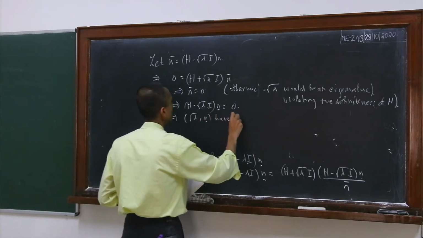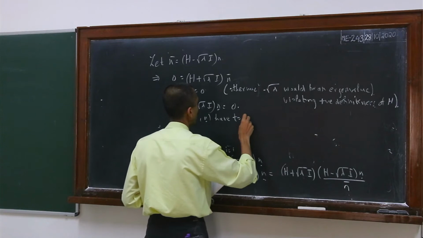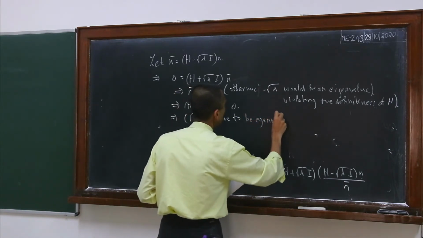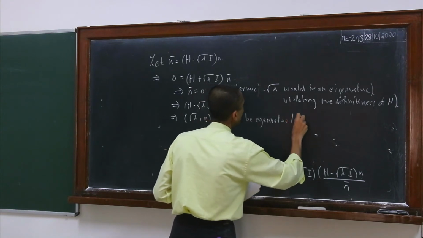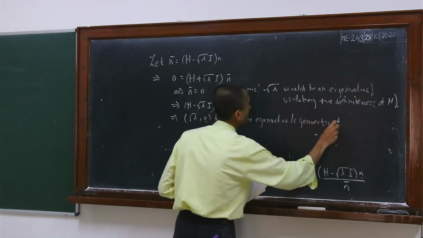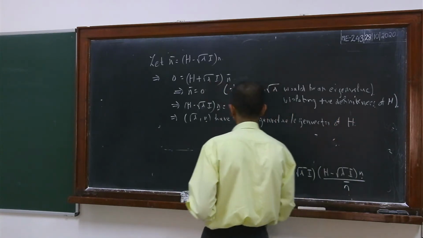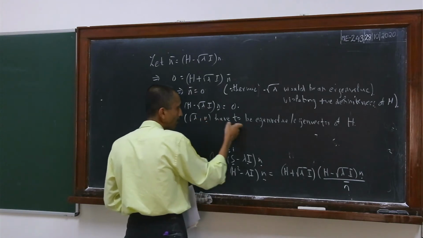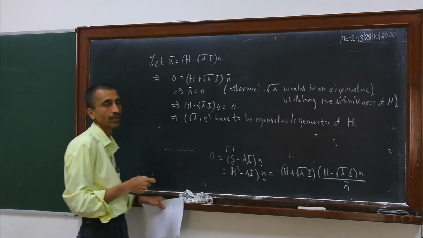So if lambda n are the eigenvalues of S, then root lambda n have to be eigenvector of h. Okay, so that's what we have shown.